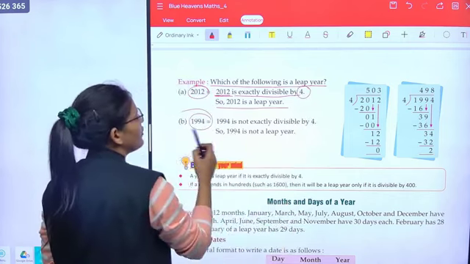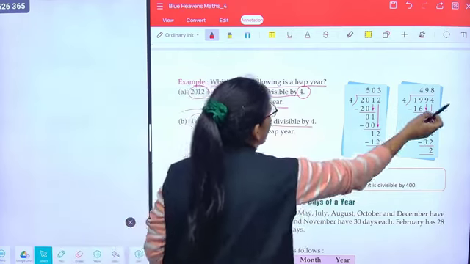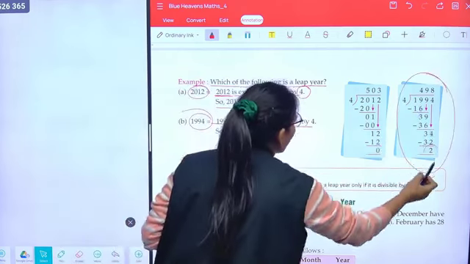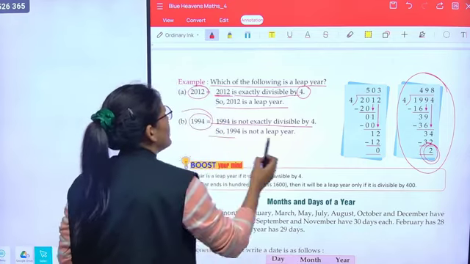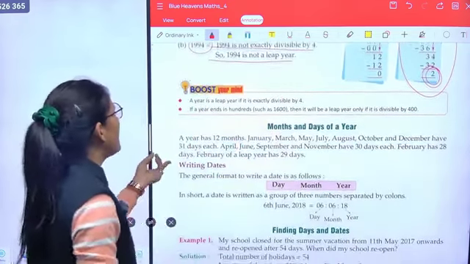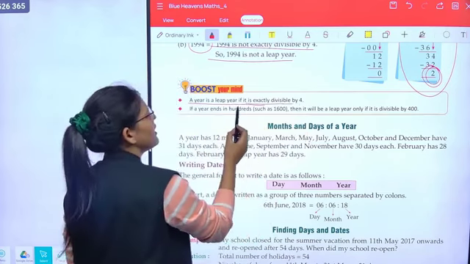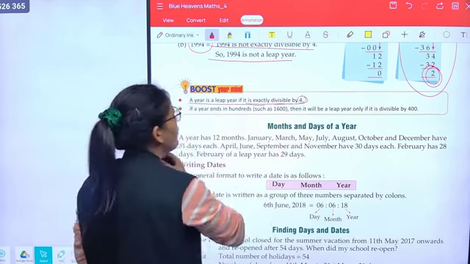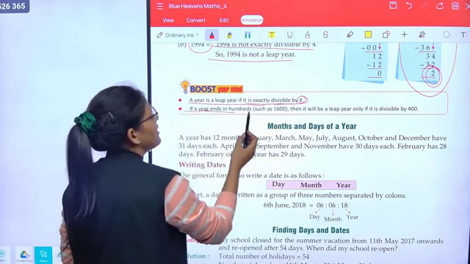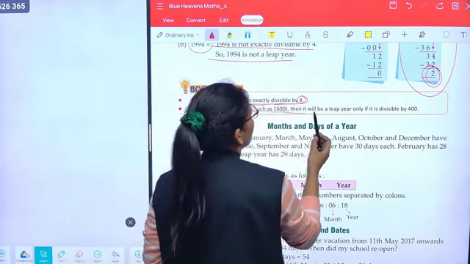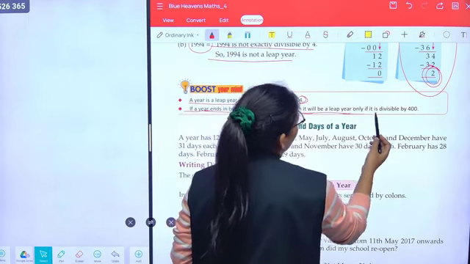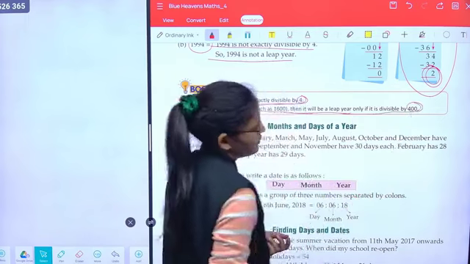Now 1994 is not exactly divisible. ये यहाँ पर exactly divisible नहीं हो रहा क्योंकि यहाँ पर 2 remainder है. So it is not a leap year. A year is a leap year if it is exactly divisible by 4. If a year ends in hundreds such as 1600, then it will be a leap year only if it is divisible by 400. Okay, class?